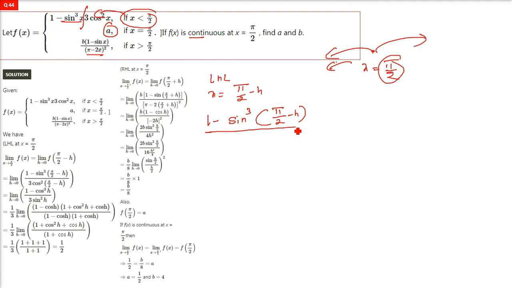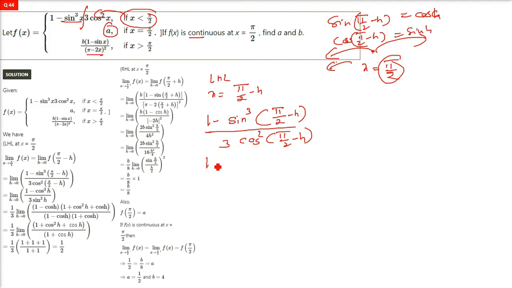And in the denominator, what we get? 3 cos square pi by 2 minus h. Okay. Please remember, sine pi by 2 minus h is cos h. Sin 90 minus theta is cos theta. And cos 90 minus theta is sin theta. So cos pi by 2 minus h is sin h. Okay. So let us change it. This is 1 minus cos cube h. This is 3 sine square h.